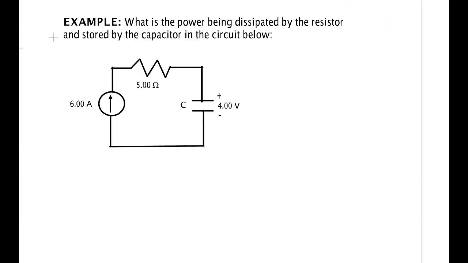Let's do an example. We have 6 amps flowing through both a resistor and a capacitor. The power of the capacitor is best found by doing VI, 4 volts. The power is going into it, so it's times 6 amps. So it is storing 24 watts.